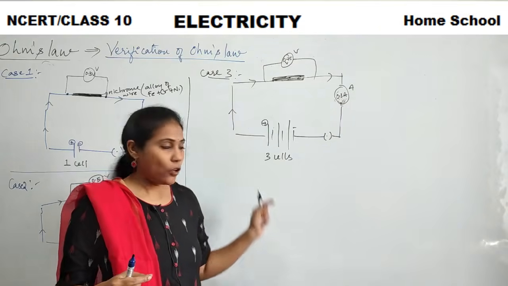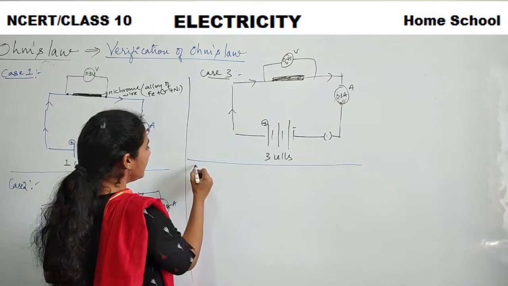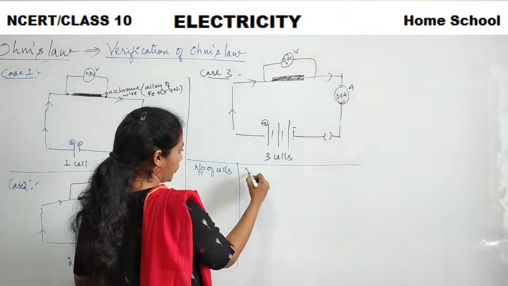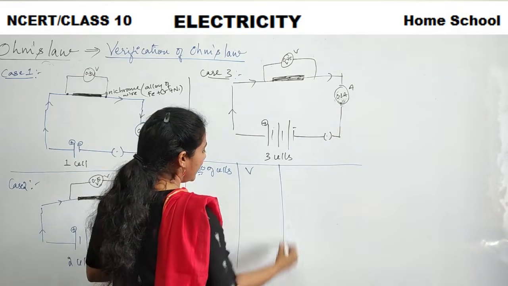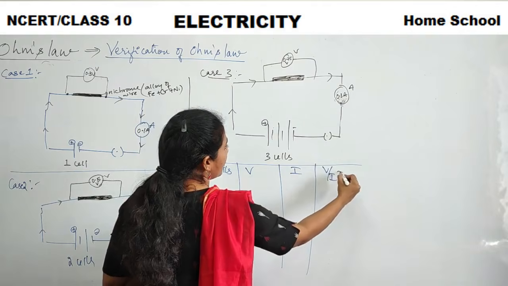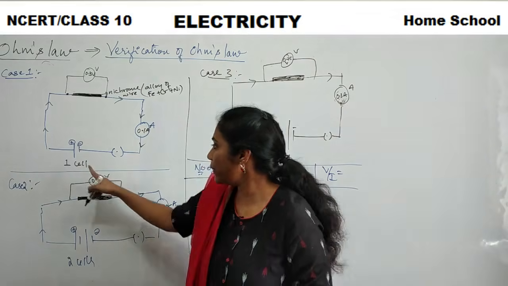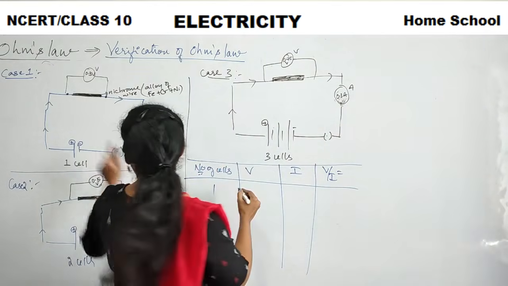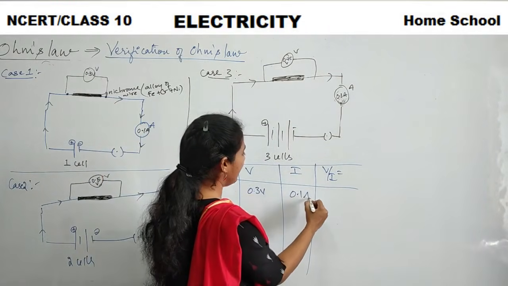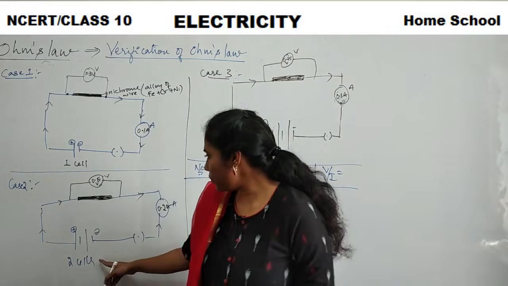Now we will tabulate the values, that is we will list out all the values here. Say I'll make 3 columns here: number of cells, voltage (when I change the cells, what is the voltage?), and current, and then let us calculate V by I also. So when I took one cell, how much was the voltage? It was 0.3 volts. And how much is the current? 0.1 amperes.